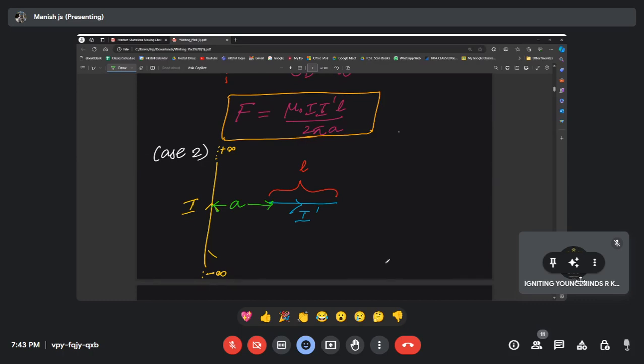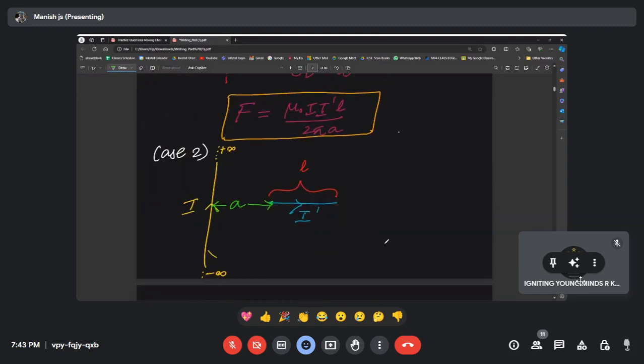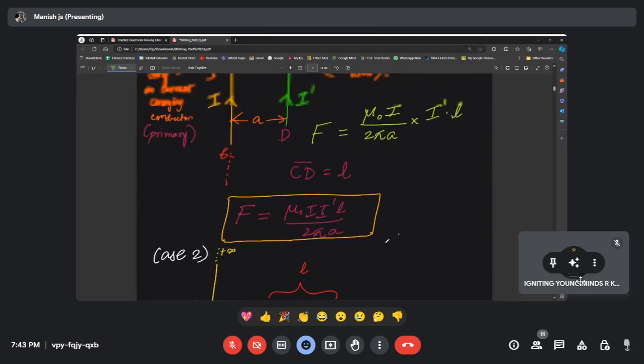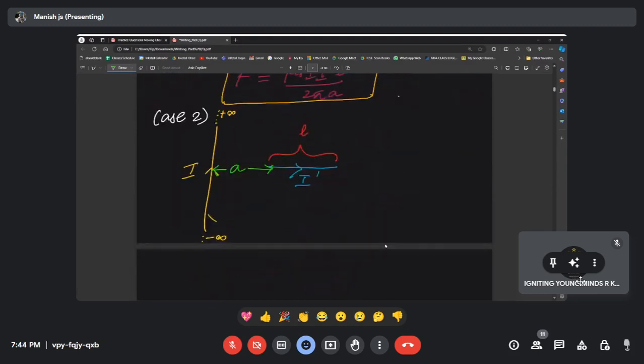Now, what is the difference between these two figures, the first figure and the second figure? The difference is only the orientation. In the first figure, you can see both are parallel to each other. In the second figure, they are perpendicular to each other. If you extend the line of action of the secondary conductor, you can see it makes an angle of 90 degrees with the primary. That's all. The orientation only has changed. Okay, all the other things remain the same.